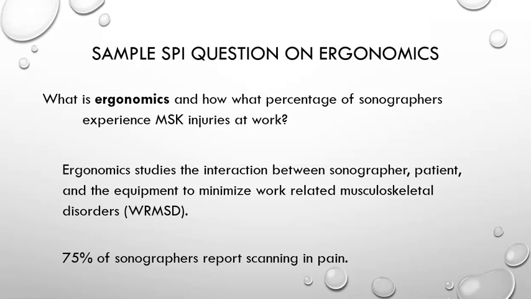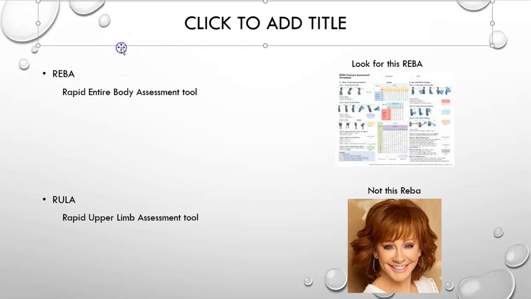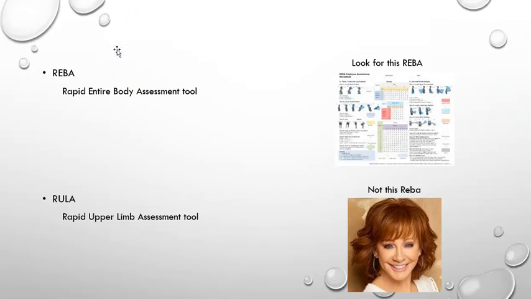If you want to learn more about work-related musculoskeletal disorders and how to prevent them, you need to learn about REBA and RULA. So REBA is the Rapid Entire Body Assessment Tool. RULA is the Rapid Upper Limb Assessment Tool. Google REBA and look for this chart under Images, and you'll be able to download that, and you can follow exactly what to do in order to be safe with your entire body.